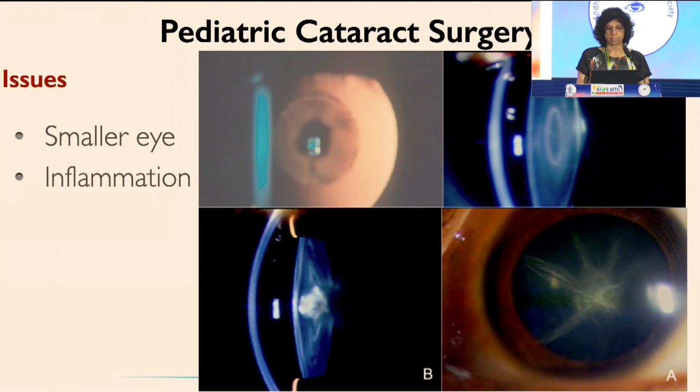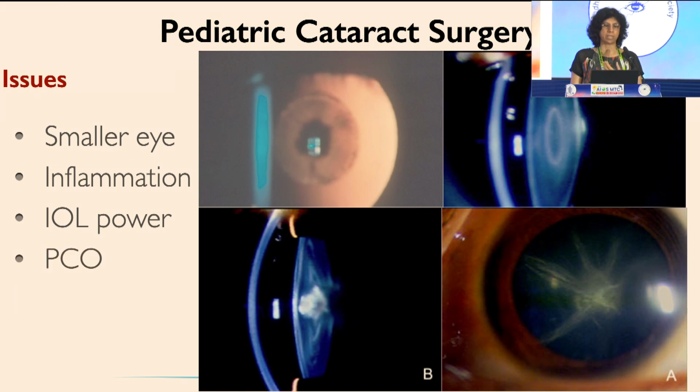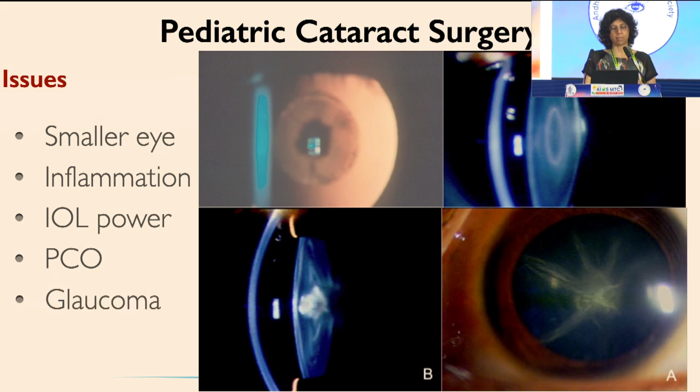One is the fact that it's a much smaller eye. There tends to be a significant amount of inflammation postoperatively. Calculation of the IOL power is more challenging because the IOL power formulae that we have are actually for adults and not for children. And so the age at which we're doing the surgery also matters because the eyeball is growing and then you tend to have refractive surprises. They tend to have PCO. There's a lot of proliferation onto the anterior hyaloid face and they tend to get PCO. They also tend to develop glaucoma and they develop amblyopia, which is the main reason why we want to do the surgery sooner rather than later.